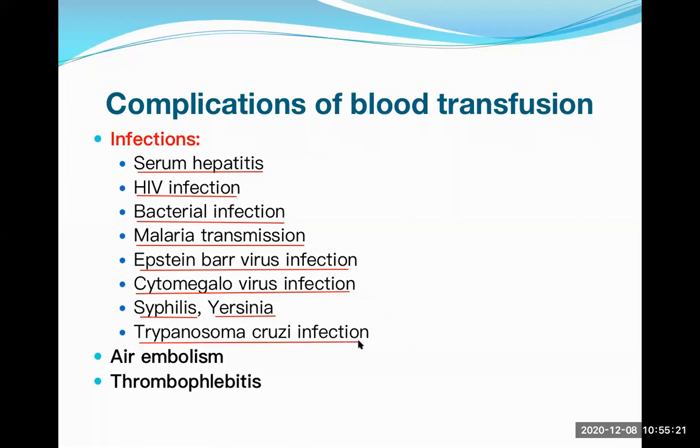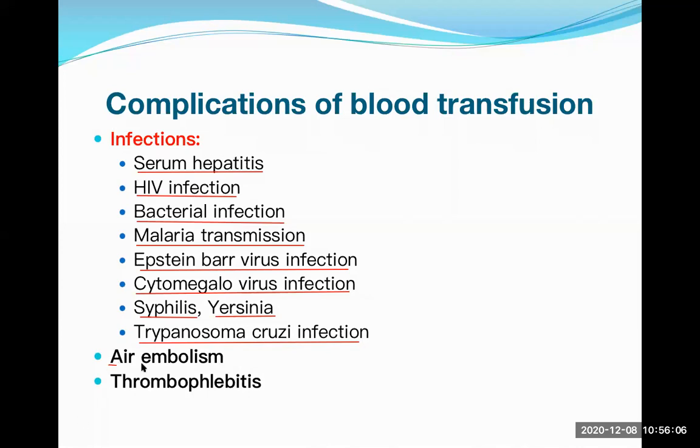Trypanosoma cruzi infection. Now, there are two types of Trypanosoma: Trypanosoma brucei and Trypanosoma cruzi. Trypanosoma brucei causes African sleeping sickness, and Trypanosoma cruzi causes American sleeping sickness. These are the names of the diseases caused by these pathogens. Can it also be Chagas disease? Yes, Chagas disease, very good. Chagas disease is known as American sleeping sickness. It is caused by cruzi, so this can be transmitted with blood. So remember, the important ones are hepatitis B and HIV. After that, malaria and cytomegalovirus infection.